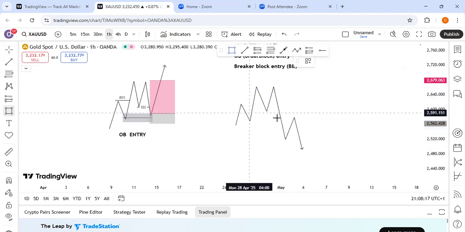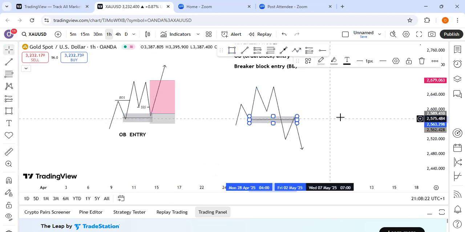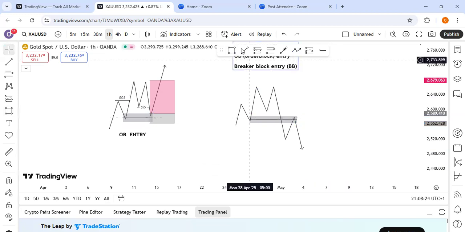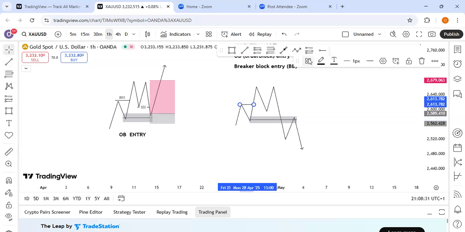So this is a breaker block now. Basically, another block that fails is what we call a breaker block. So that's just it. These are the two entries that I always make use of when I'm trading gold, and we are going to see them on the chart as well.